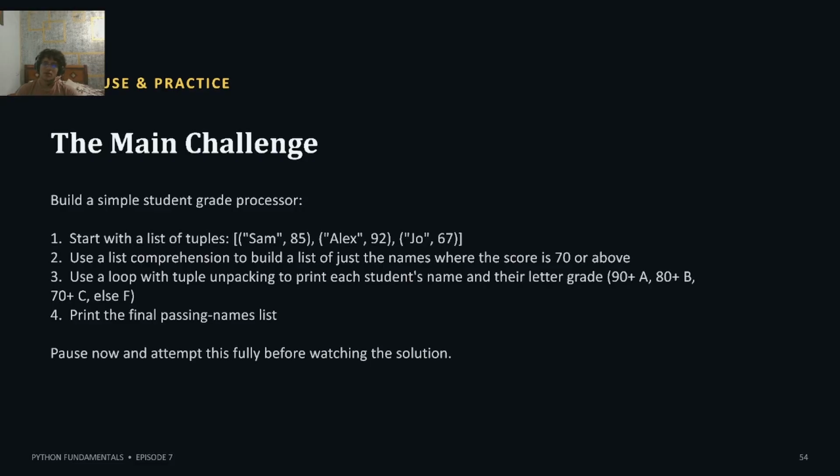Build a simple student grade processor starting with a list of tuples: Sam 85, Alex 92, Joe 67. Use a list comprehension to build a list of just the names where the score is 70 or above. Use a loop with tuple unpacking to print each student's name and their letter grade: 90 plus is A, 80 plus is B, 70 plus is C, and else fail. Print the final passing names list.